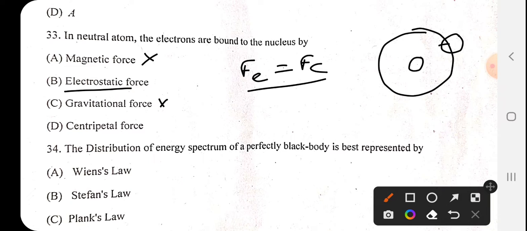But here the attraction is due to the positive and negative charges. So electrostatic force will be the correct answer.